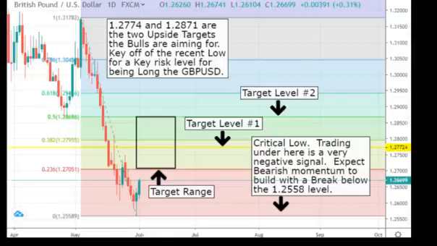and you definitely don't want to get caught being long in this kind of environment. So use definitely tight risk for your long trades, and use the 27.74 and 28.71 upside targets for your long trades to look for profit taking.